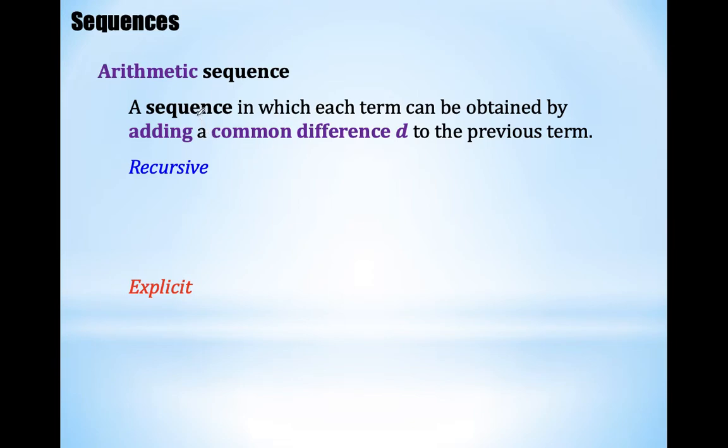So an arithmetic sequence is first and foremost a sequence. So it's a list of terms, a list of values, a list of numbers, separated by commas, in which each term can be obtained by adding a common difference, and we call that common difference D, get it, for difference, to the previous term.